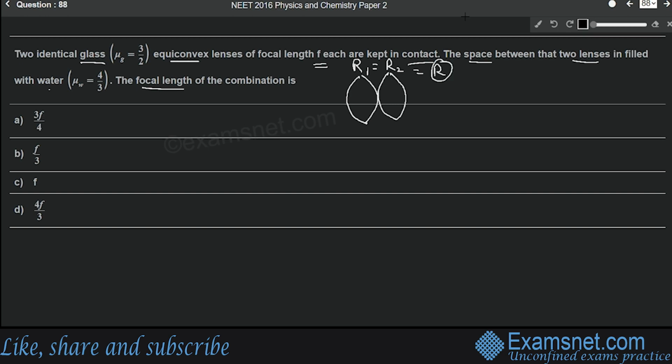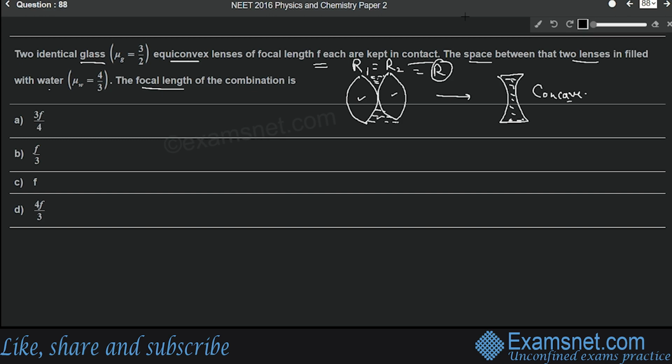Now these two are kept in contact and the space between them is filled with water. Like this. So if you look at the shape of the water, it will look something like this, right? That means water can behave as a concave lens. So instead of two lenses, we can assume that there are three lenses. First one is convex, then water, that is a concave lens, and then another convex lens. We have to find the focal length of the combination of three lenses.